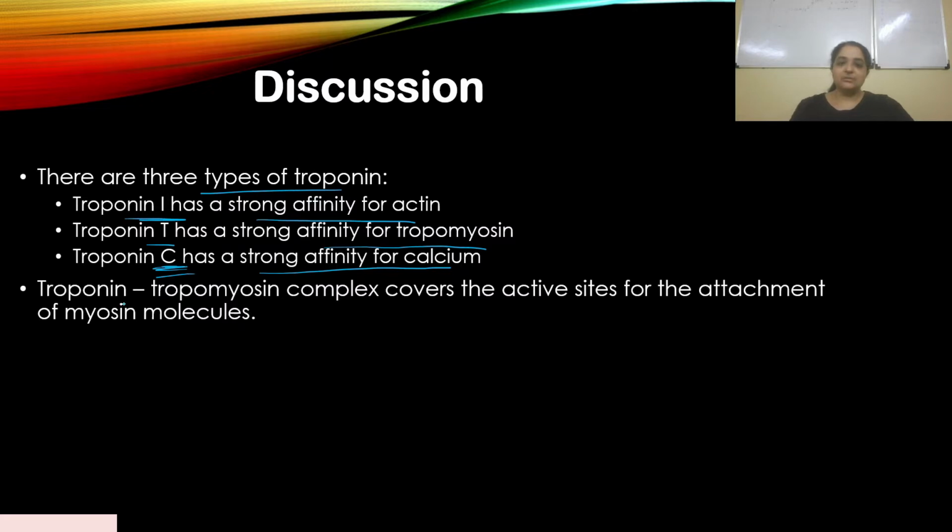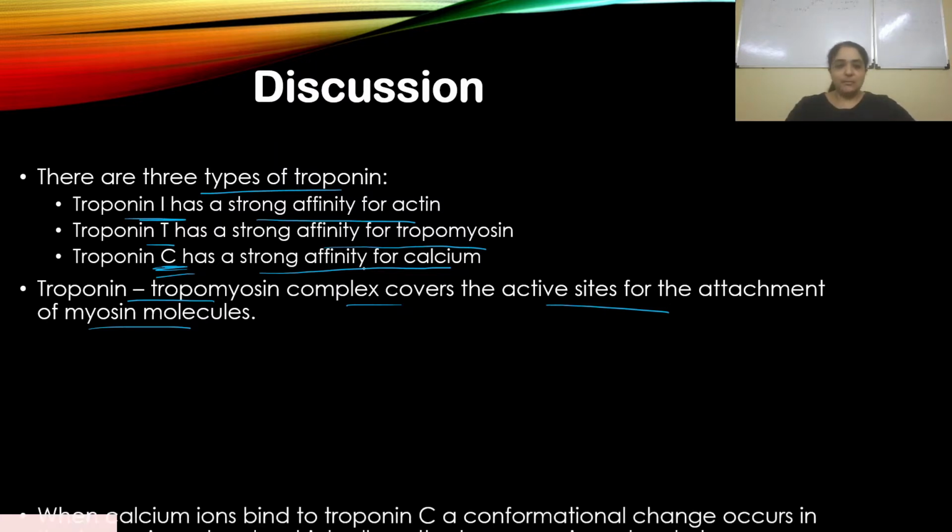So now when calcium binds to troponin C, what happens? The troponin tropomyosin complex covers the active sites for the attachment of myosin molecules, which is the normal structure. If you see the structure, there are actin and tropomyosin molecules that are intertwined together, right? And this troponin is present on top of it, and so this troponin tropomyosin complex covers the active sites for the attachment of myosin molecules.